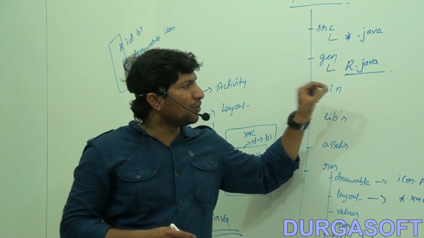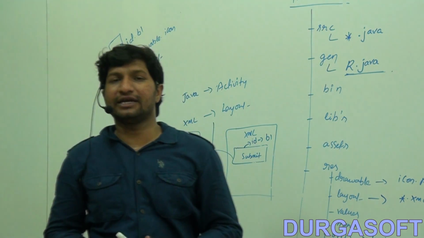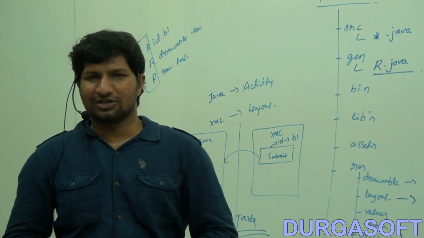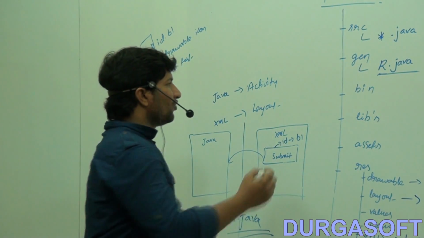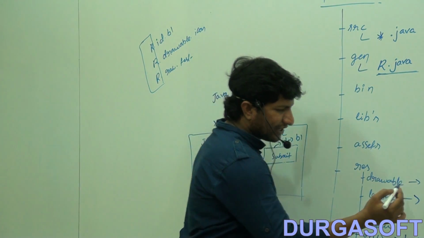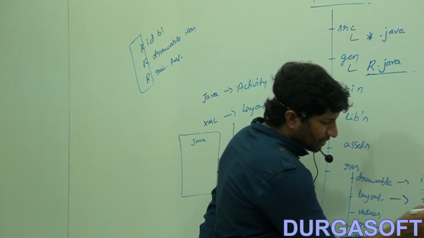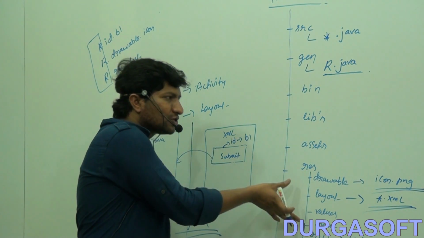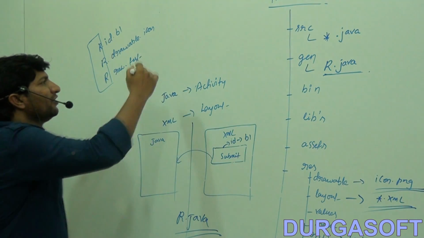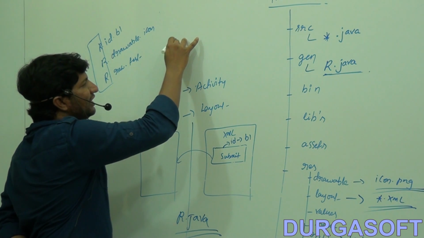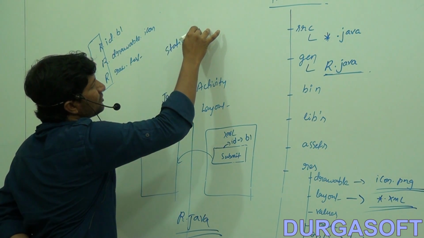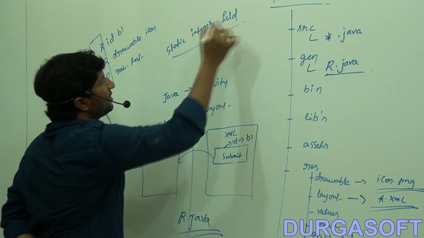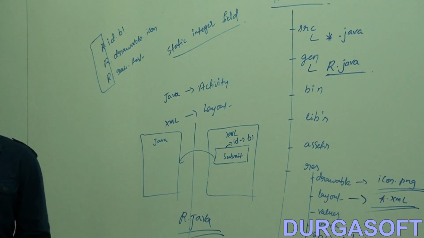And who will generate this r.java file? Eclipse IDE automatically generates this r.java file. And one more thing, for every resource, it may be an XML file or PDF file, for every resource which is available in the resource folder, it will create one static integer field in r.java.